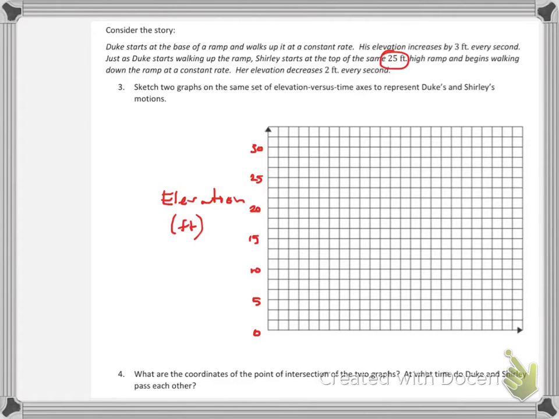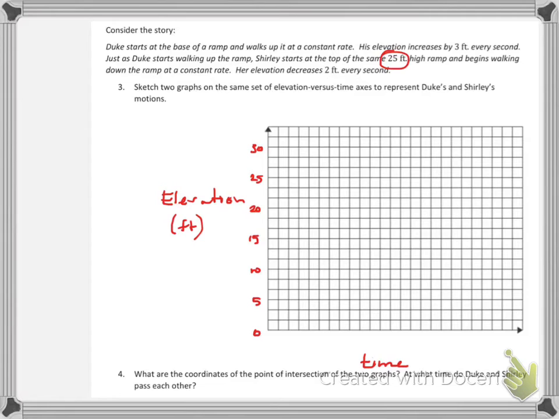Then we need our time. How long is it going to take to ascend or descend the ramp? Well, if we look at Duke, he increases 3 feet every second. So 3 feet every second would take a little over 8 seconds to go up the ramp. Shirley's going down 2 feet every second. That's a little slower. That's going to take about 12 seconds, a little more than 12. So I want at least 12 on my x-axis.